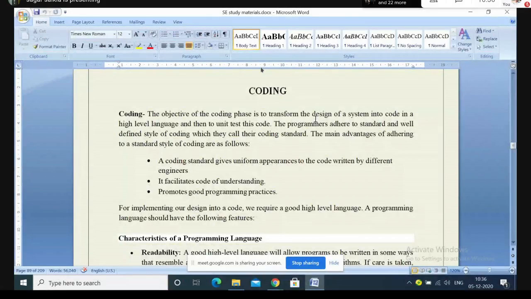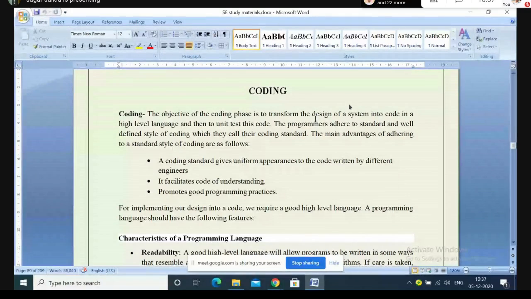Once we have finished analysis and finished design, the next phase that comes is coding. The main aim of coding is to change whatever you have visualized in the designing of the system into code. That means now you are in the implementation phase. How are you going to implement it? Using a high-level language.